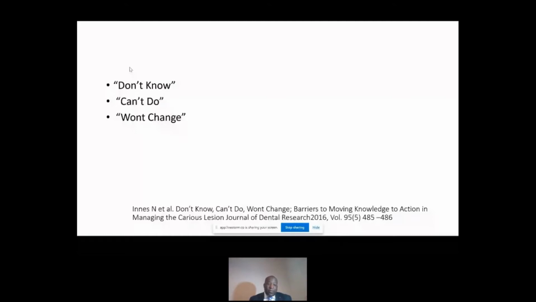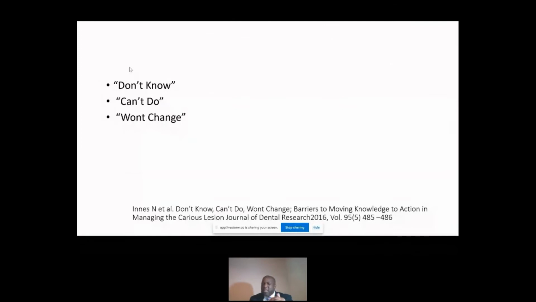Another thing is that we can't do. We lack the confidence to change. We lack the confidence to try out new materials, to assess different products. And the final one, which is probably the most dangerous, is won't change. And such an individual is in a comfort zone. They don't want to change.